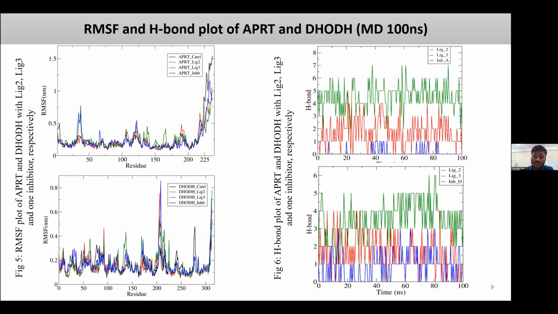Here you can see that the H-bond plot analysis of APRT and DHODase with ligand 3 showed a high H-bond number compared to ligand 2 and the inhibitor, thus showing that ligand 3 can be a good potent inhibitor for anti-leishmanial activity, and the complexes show good stability.